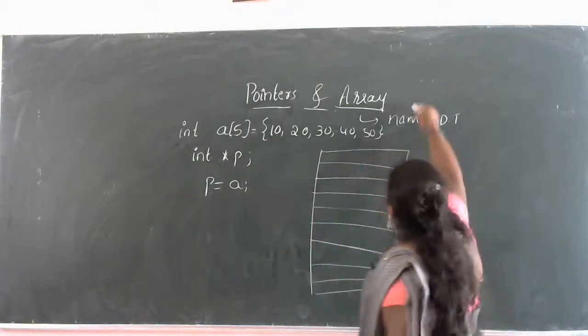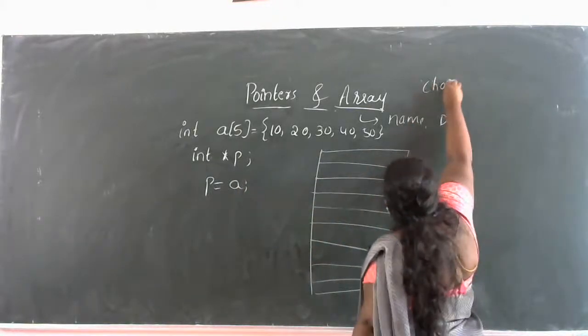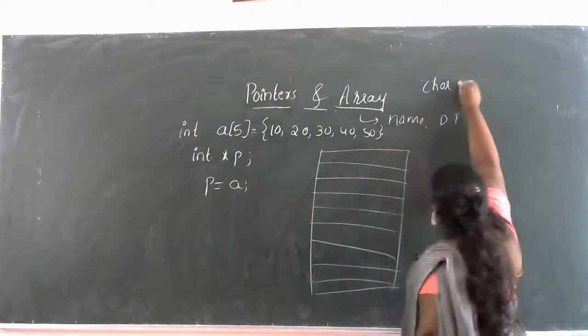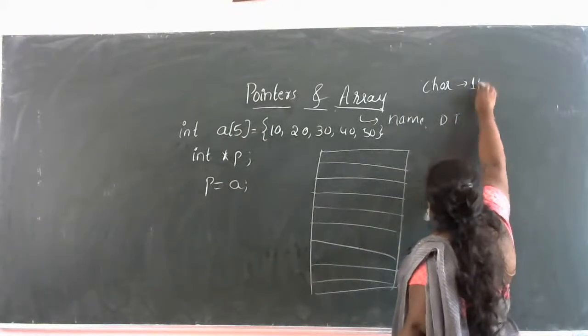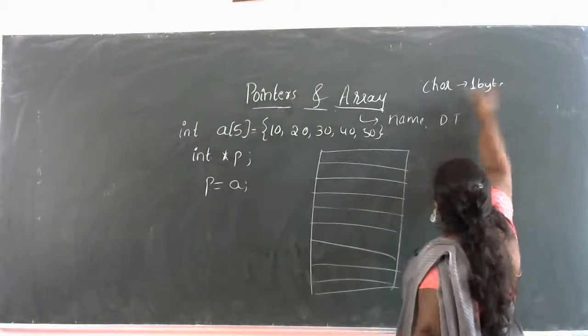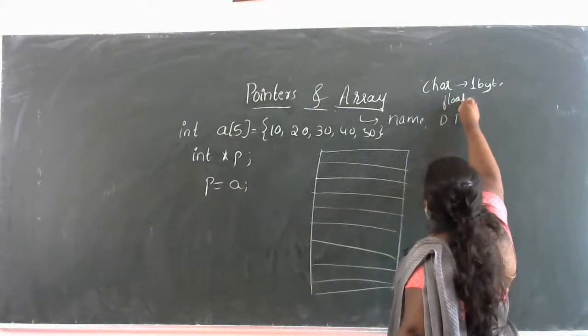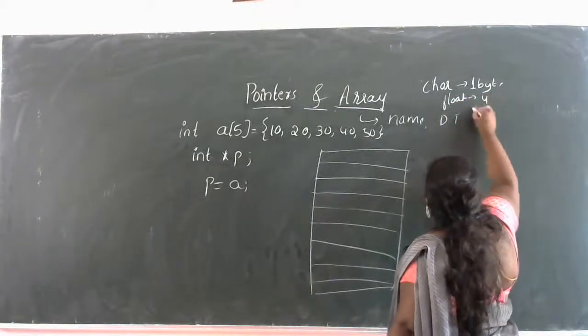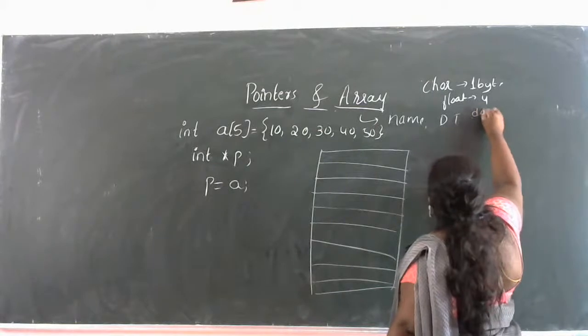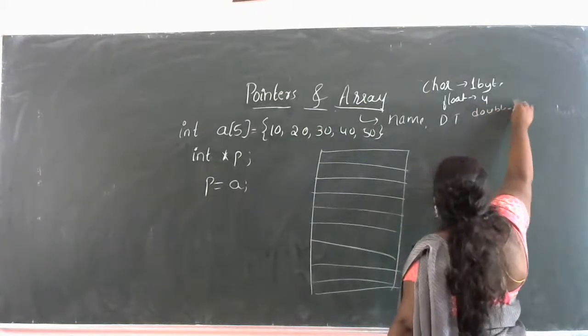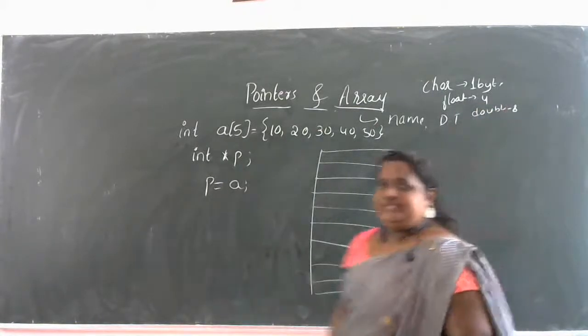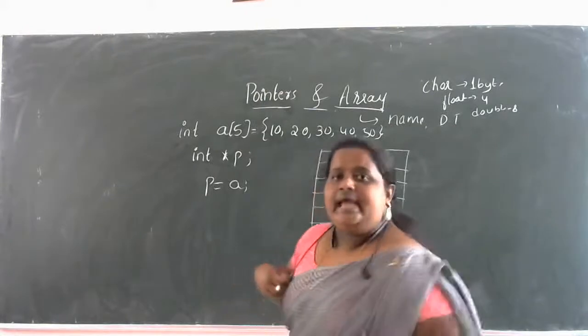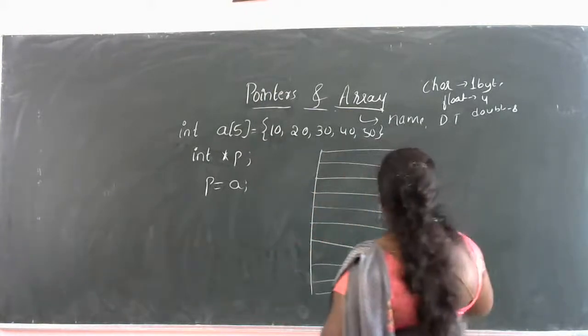If you declare char, then 1 byte will be allocated. If you declare float, 4 bytes will be allocated. If you declare double, then 8 bytes will be allocated.